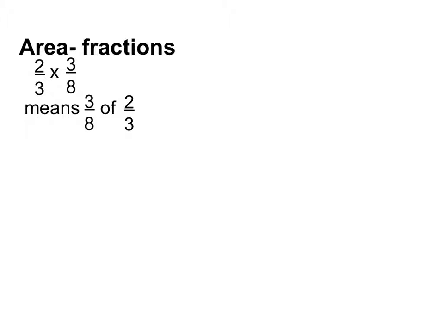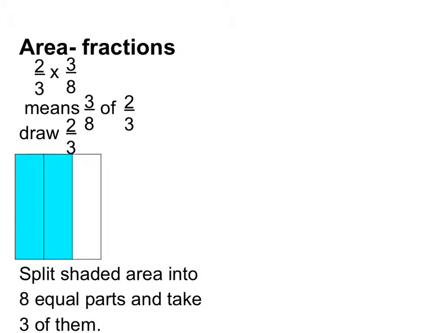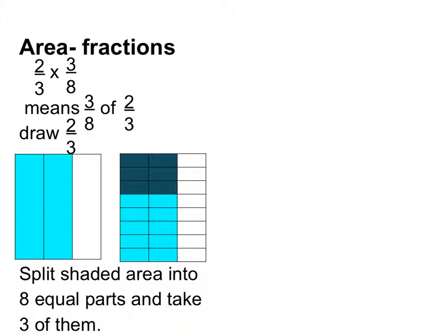So I'm going to start with 3/8 of 2/3. In other words, I'm starting with 2/3 and I'm taking 3/8 of that shaded area. So here's my 2/3. I drew 2/3, shaded it in turquoise, and then I want to split the shaded area into 8 equal parts. So I'm going to go 8 equal parts in the horizontal direction and take 3 of those. So here are my 8 equal parts. Okay, my 8 equal parts are going in this direction. That's 1, that's 2, 3, 4, 5, 6, 7, 8. Those are my 8 equal parts.